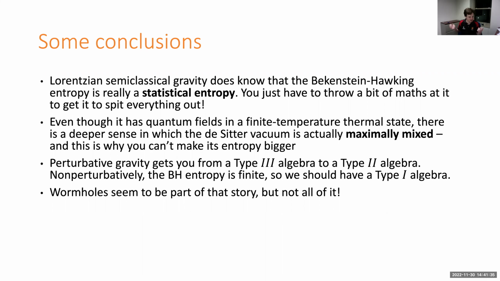Some part of that story seems to be wormholes. We've learned a lot about what they do for us in terms of seeing the finiteness of the Bekenstein-Hawking entropy, and so on. But I don't think it's all of it. In particular, wormholes are consistent with some sort of ensemble theory. And to really get a type 1 algebra, that's about not having an ensemble and just getting the CFT algebra at finite N.